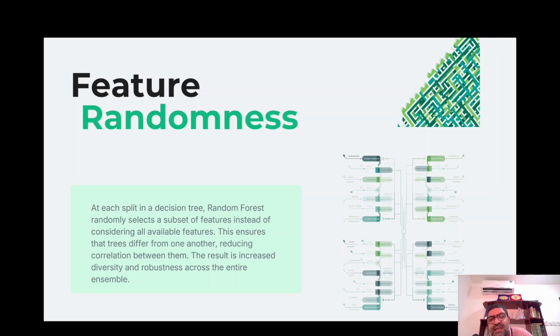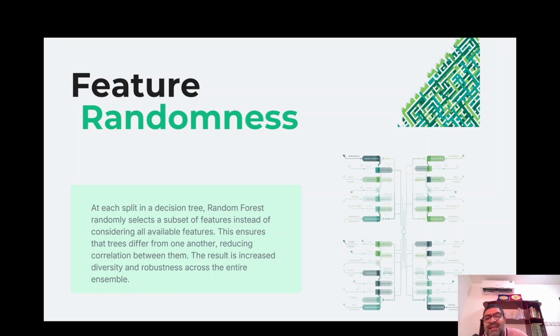This ensures that trees differ from one another. Definitely they'll be differing from one another. One tree will be taking a different feature set, another will be taking a different feature. So that is also going to create a variation there. So this ensures trees differ from one another, reducing correlation between them. So that will be reducing the correlation.